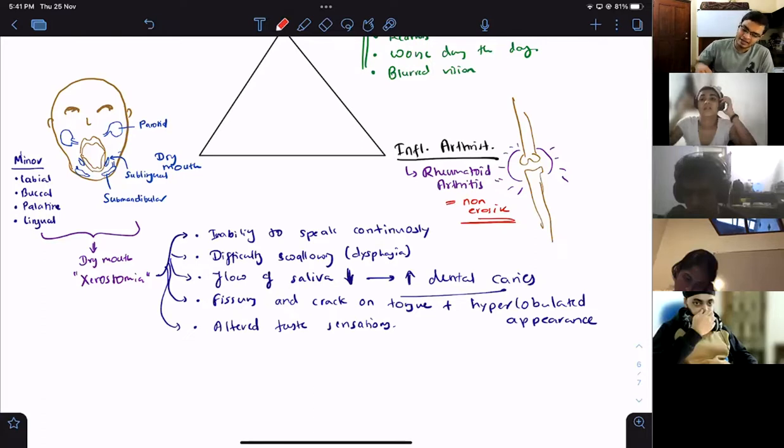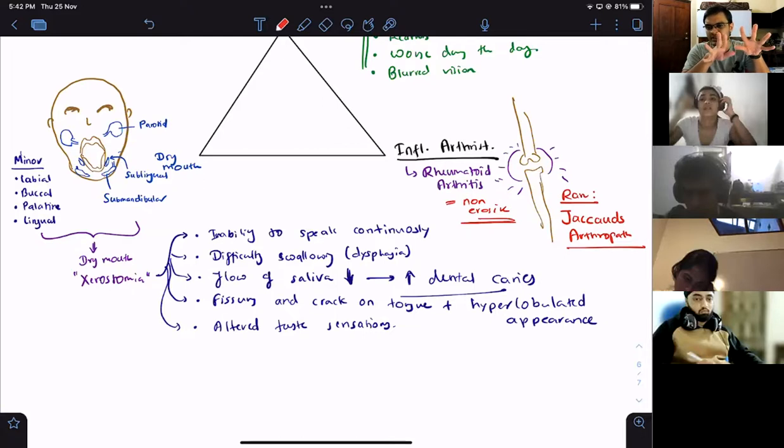And on rare occasions, you all can put it as rare, there is something called Jaccoud's arthropathy. This is a little bit rare, we don't usually see this related with Sjogren's. It is severe deformities in the hands, especially in the fingers, because their inflammatory arthritis is a little bit more severe. So you get this Jaccoud's deformity. We don't need to know about this. Just know that there is something like that. Jaccoud's arthropathy can be seen, severe deformity, especially of the hands.